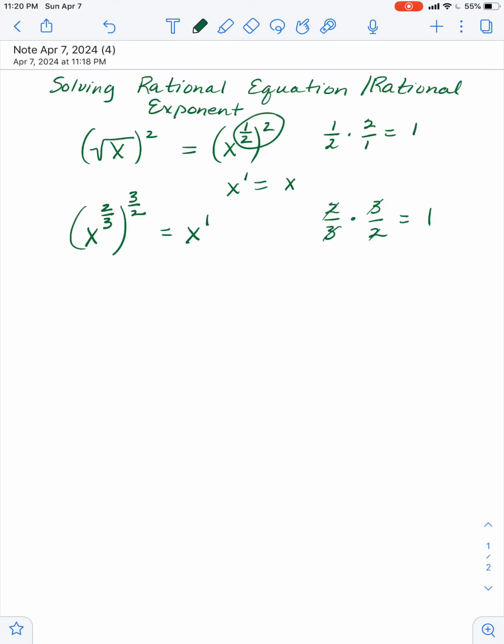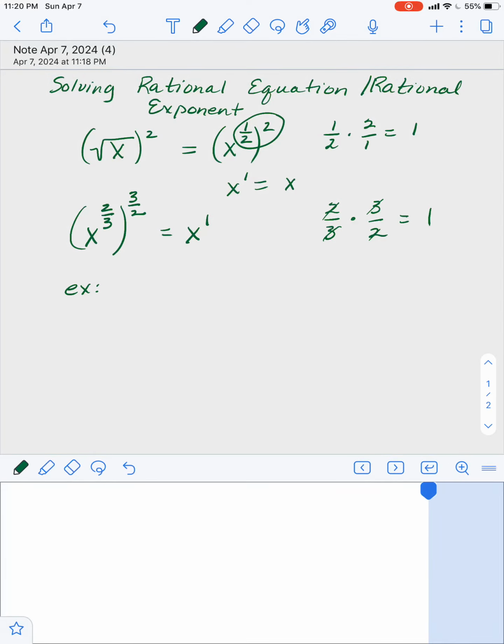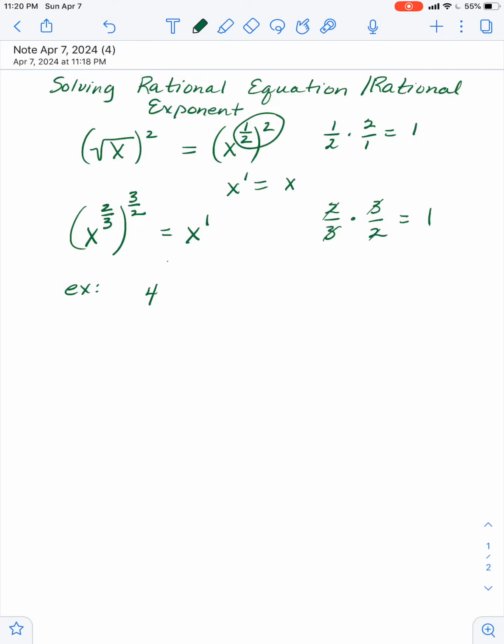The second thing we have to remember is, if I have a number, maybe 4 to the 3/2 power, and I need to simplify that, then what does that mean? Again, we know that it is power over root. So if I have 4 to the 3/2, the root is 2, so that means square root, and it's to the 3rd power. The square root of 4 is 2, and then 2 cubed is 8.